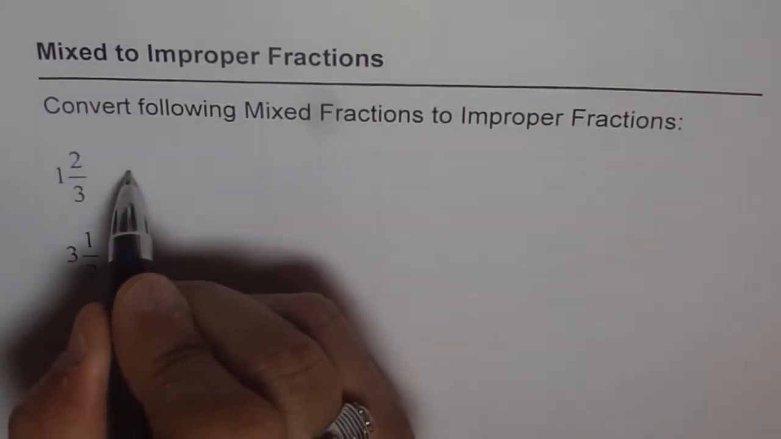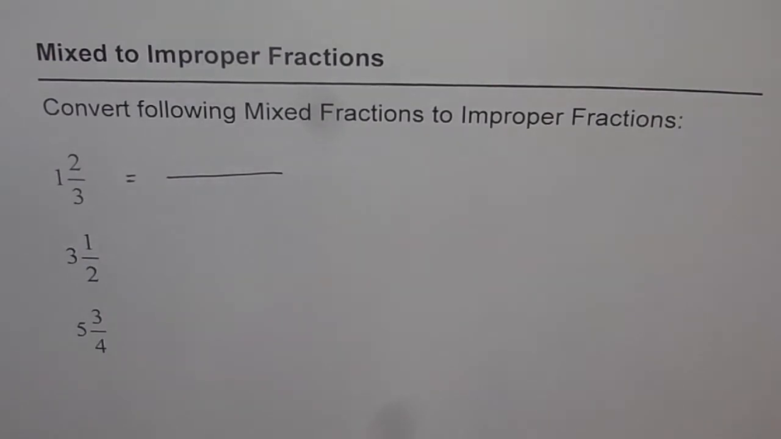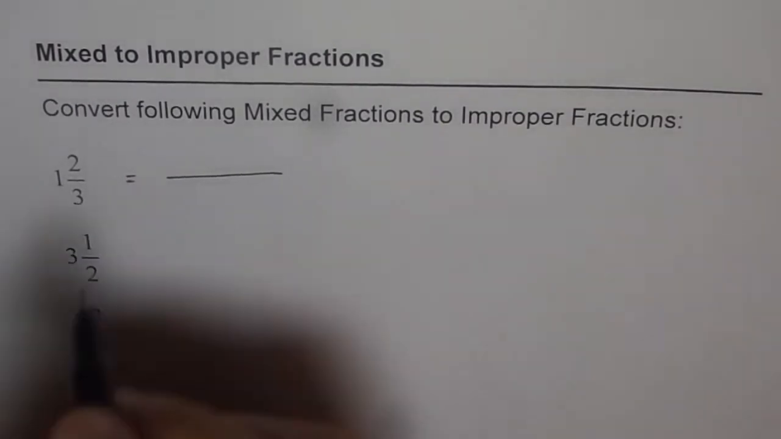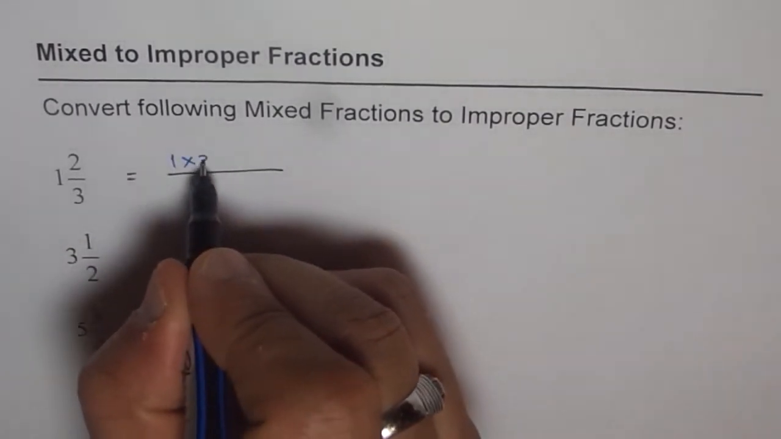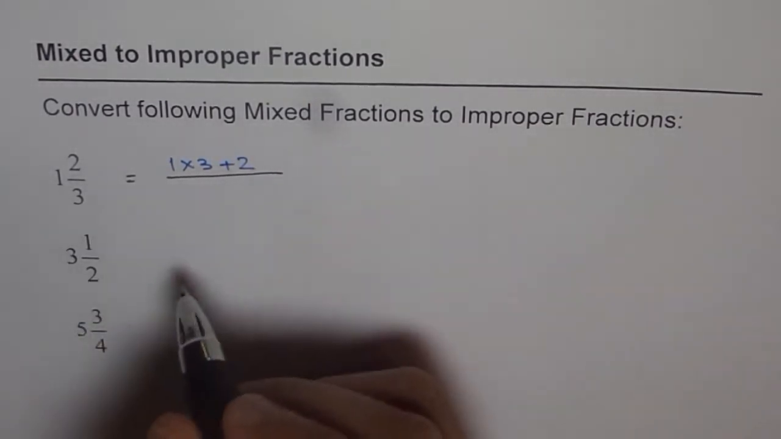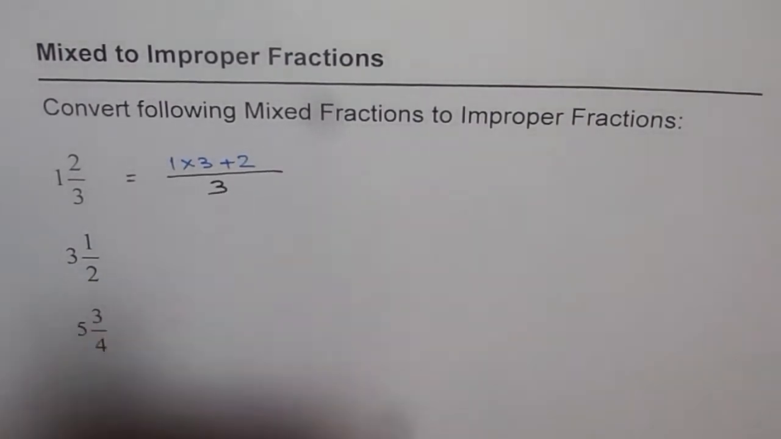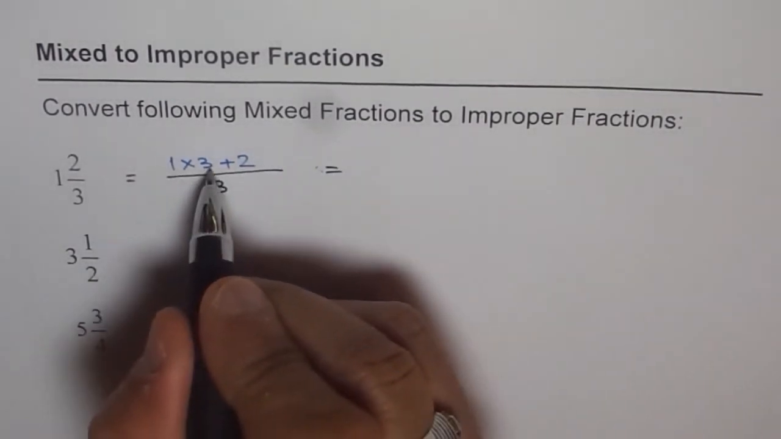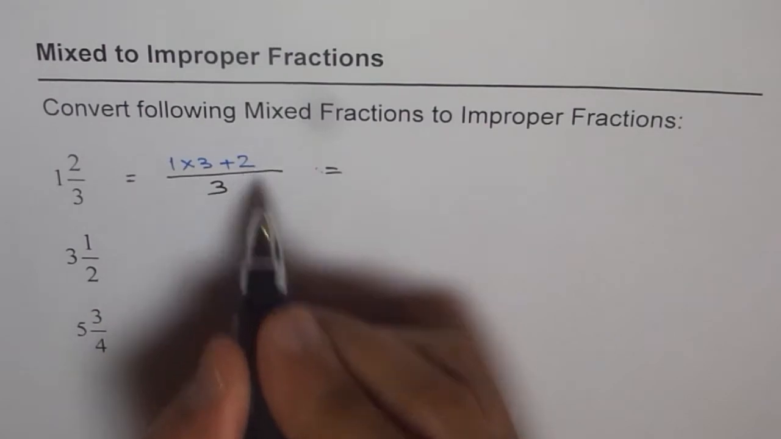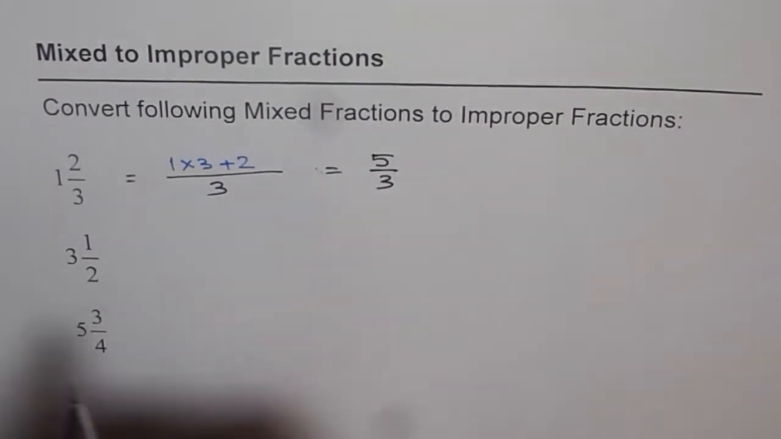So let me write down here how we do it. We'll do a couple of times, then I hope it will be clear to you. If not, we'll have some other method to do it. So 1 times 3 plus 2 goes in the numerator. And remember, in fractions, the denominator remains the same. So 3 here. Now what is 1 times 3? 1 times 3 is 3 and 3 plus 2 is 5. So we get 5 over 3 as our answer.